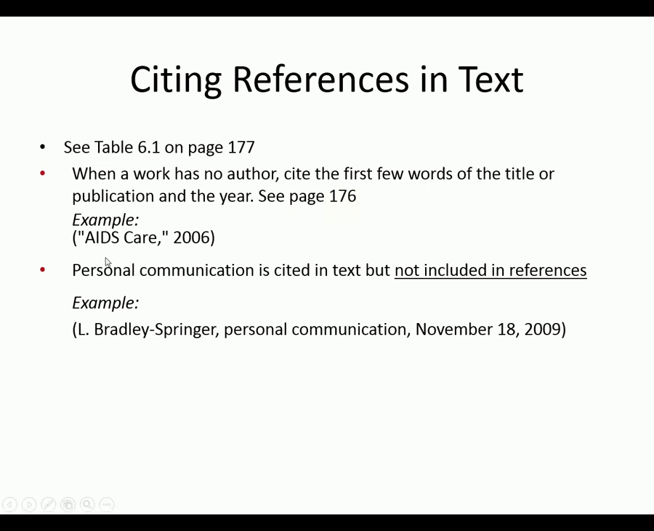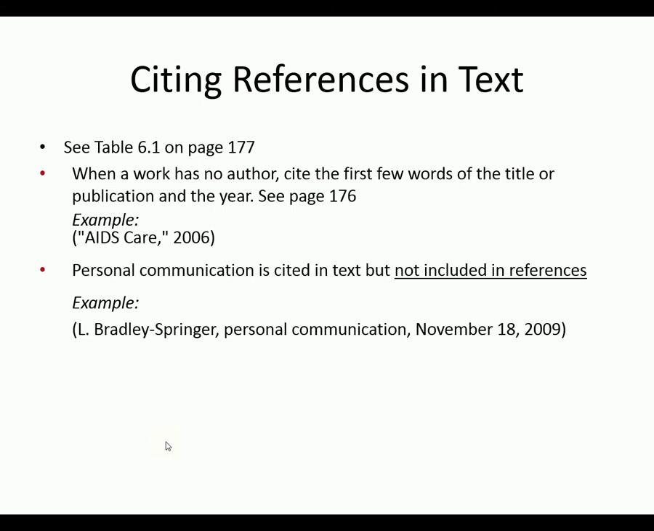So, example, you could do AIDS care. You would do AIDS care, comma, you would put it in quotation marks and the date and the year, 2006, and put it in parentheses. Personal communications is another method of citation in your text, not included in references. So an example would be L. Bradley Springer, personal communication, November 18, 2009, if you ever talk to someone about personal communication.